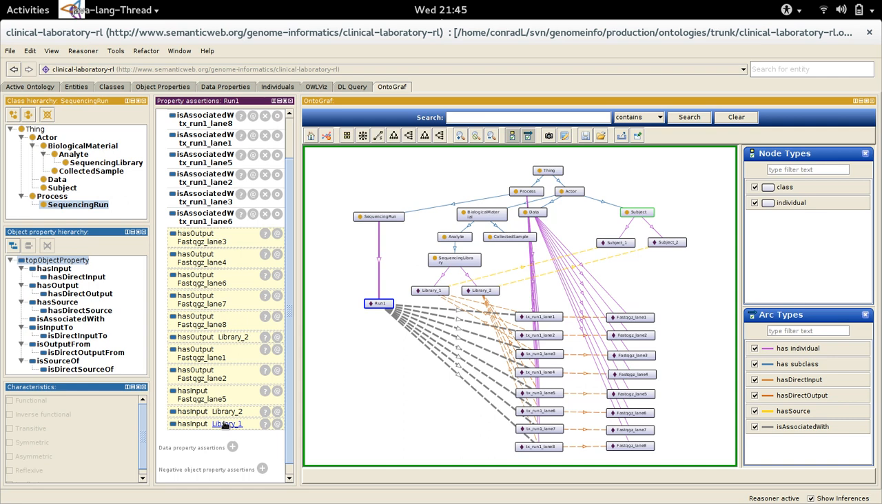So unfortunately the graph doesn't automatically update with all the inferred relations, but if you were to regenerate this graph with all the inferred relations, this would become a lot richer. There'd be multiple dashed lines connecting all the individuals here.